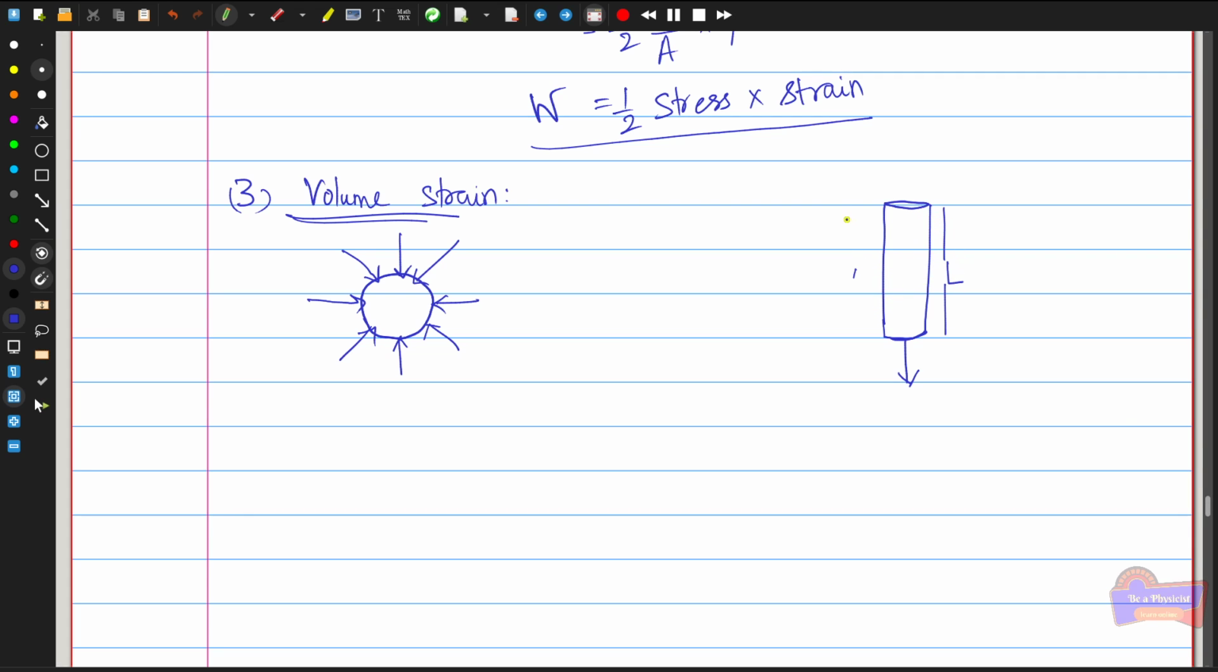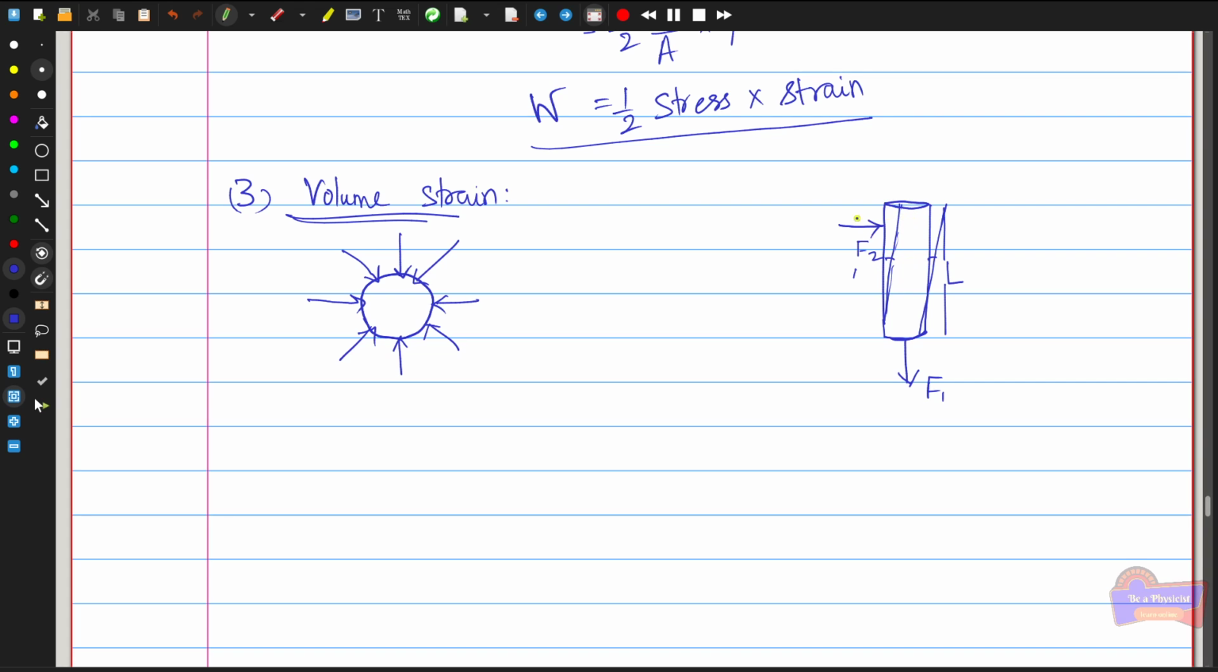Suppose you are applying a force in this direction, this is the first force. If you are applying a force in the tangential direction, then the shape will be changed. It will be like this, as we saw in the previous example, so that you can find out the angle of shear.